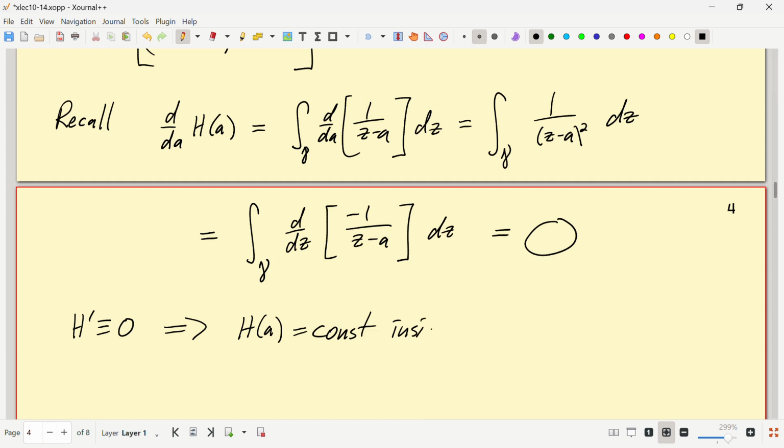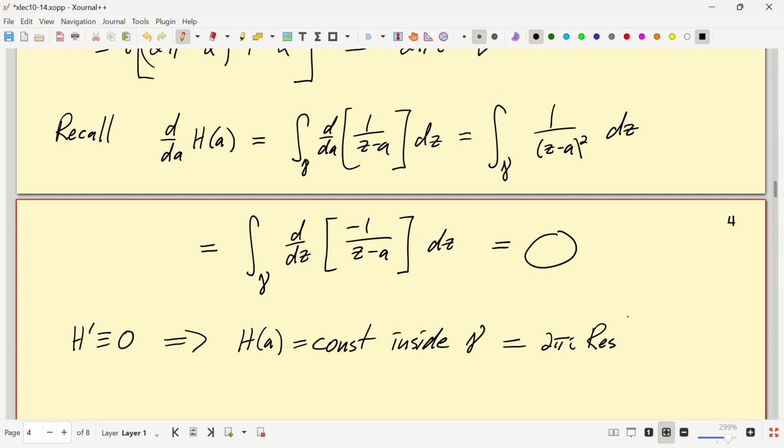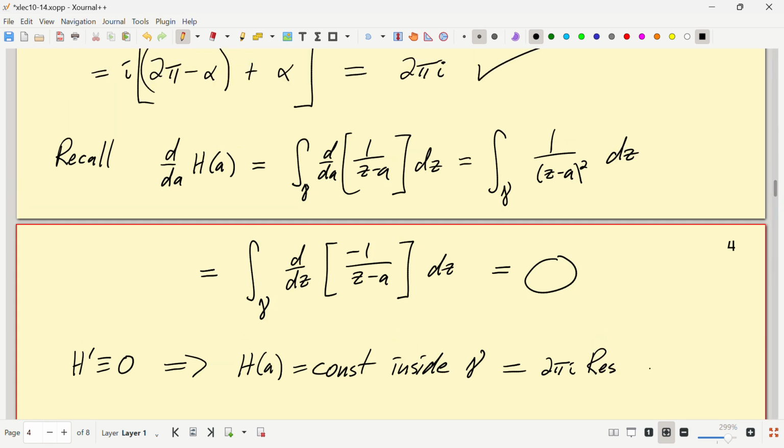Inside gamma, and that constant is 2 pi i times the residue. What is it? I calculated it at A, but it's got to be constant on the inside. I think h of A is just 2 pi i, and then we just factored out the residue earlier. Oh, yeah. That's what I'm trying to prove. Okay, so that's the baby residue theorem.